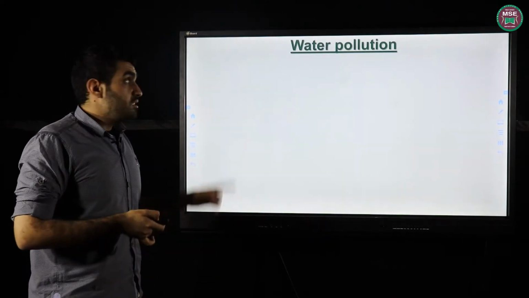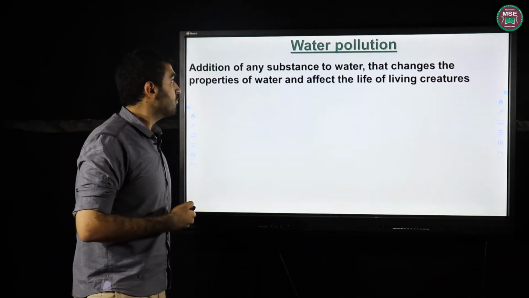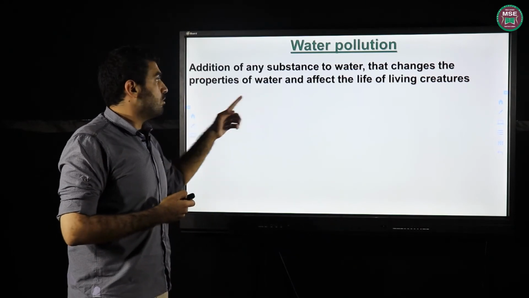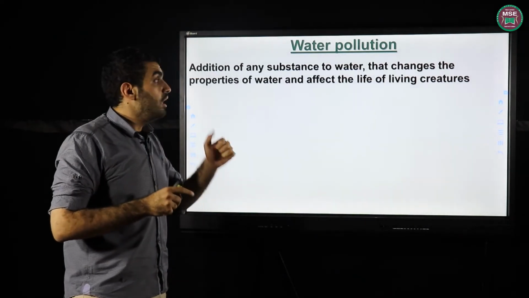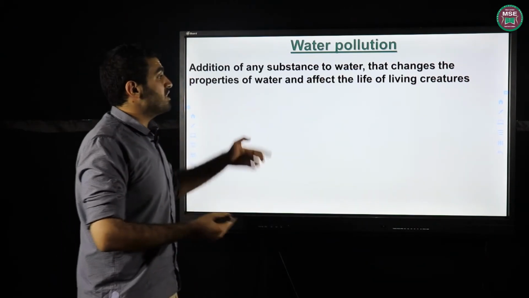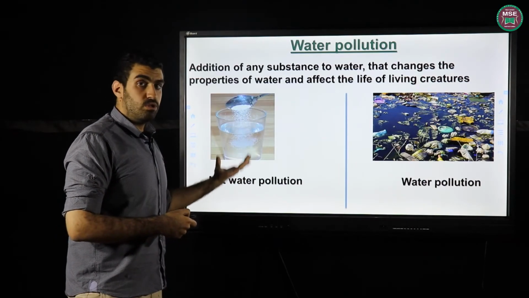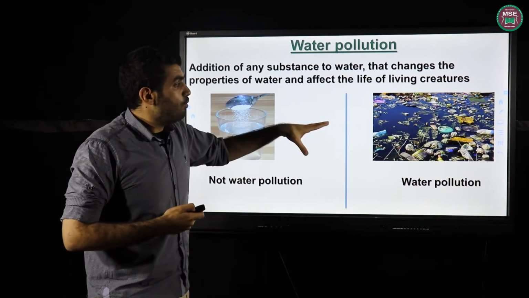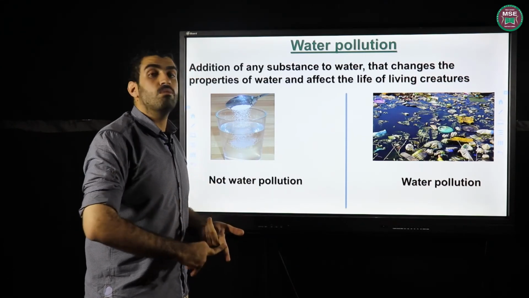The second part of our lesson is talking about water pollution. Water pollution means it's not pure. It's the addition of any substance to water that changes the properties of water and affects our life. So we have two conditions together. Number 1, the substance must change the properties of water. Number 2, it must affect my life. For example, adding sugar or salt to water is not a pollution because it doesn't affect my life. While throwing wastes in water is a pollution because it changes the properties of water and it also affects my life.